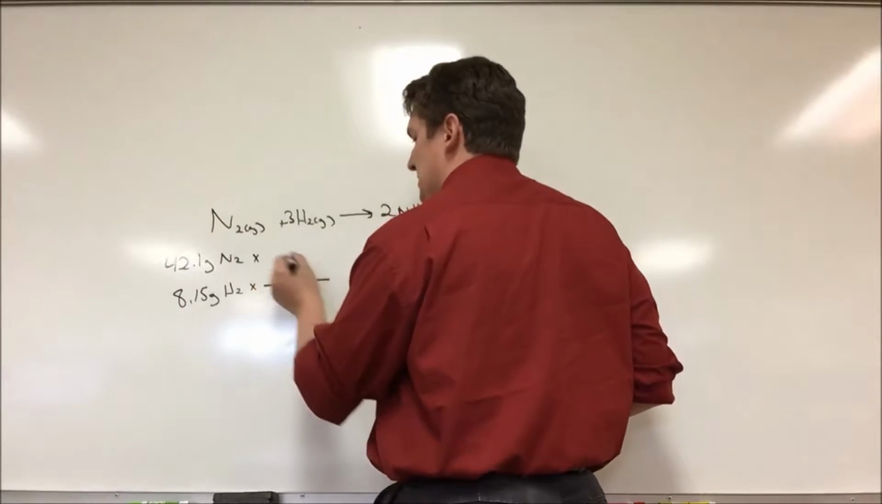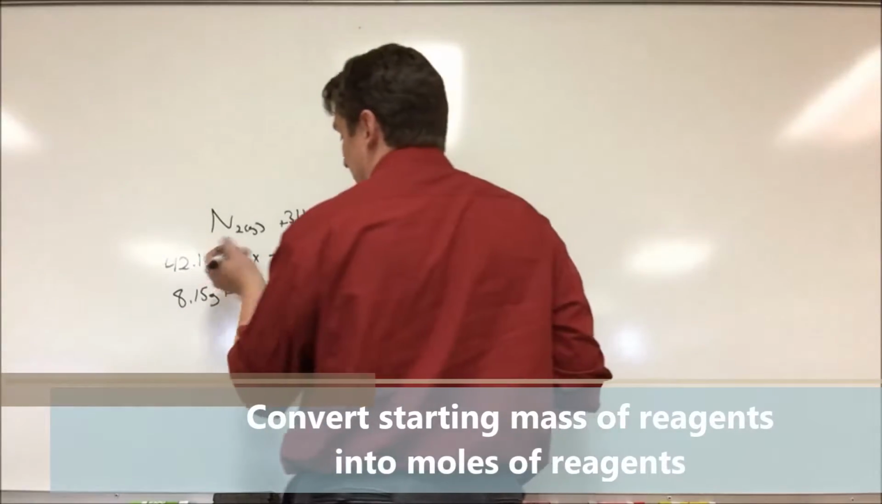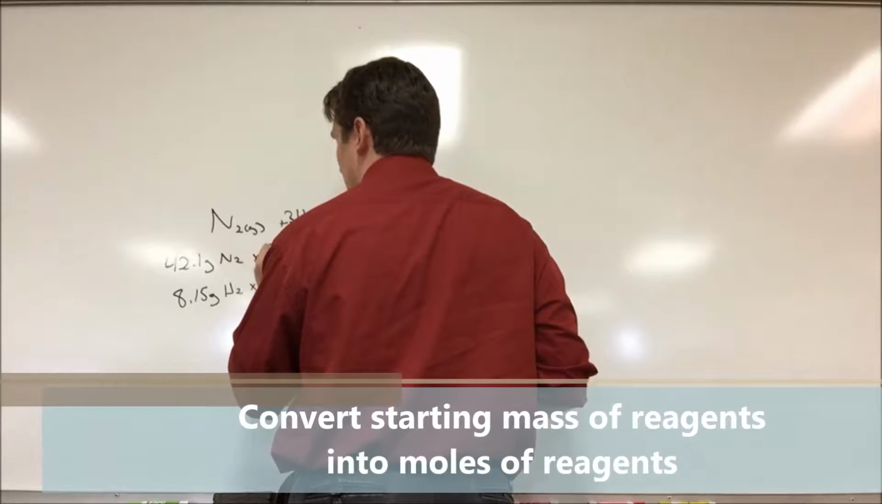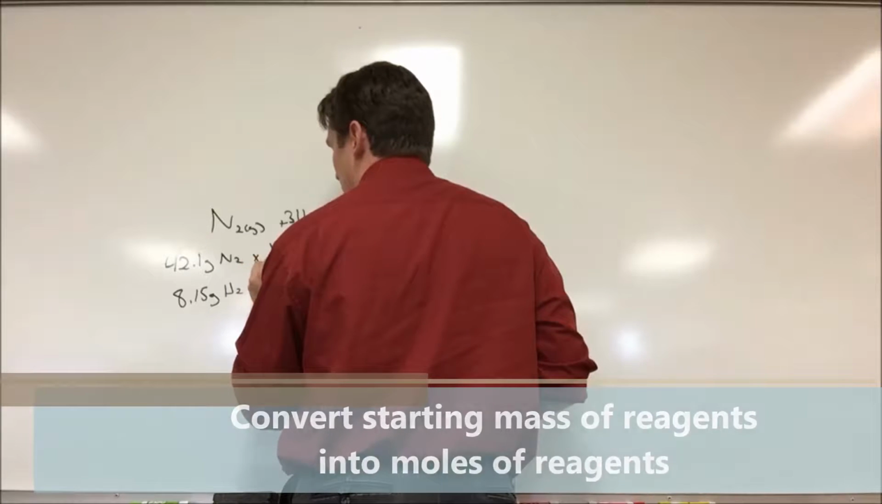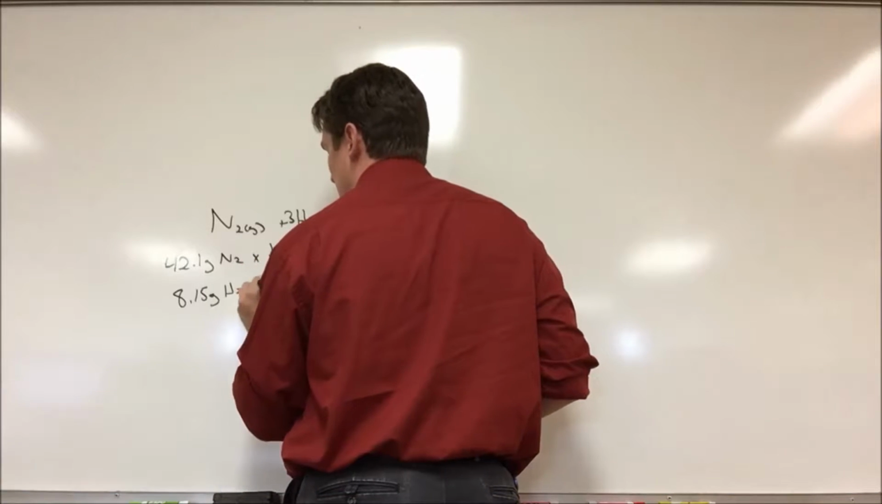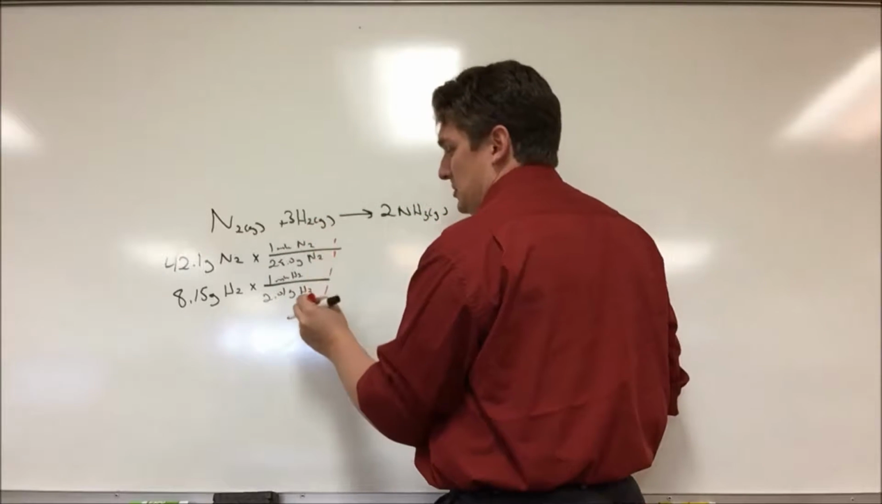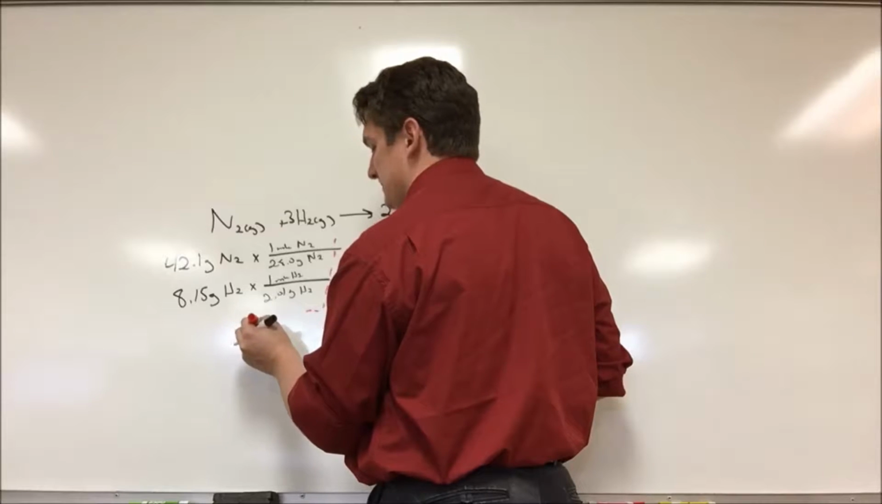Now, in the previous video, we went from moles to mass, or from mass to moles. So we're still going to do that. 1 mole of N2 for 28.0 grams of N2. For every mole of H2, we've got 2.01 grams of H2. So nothing's changed so far. We're still doing mass to moles.